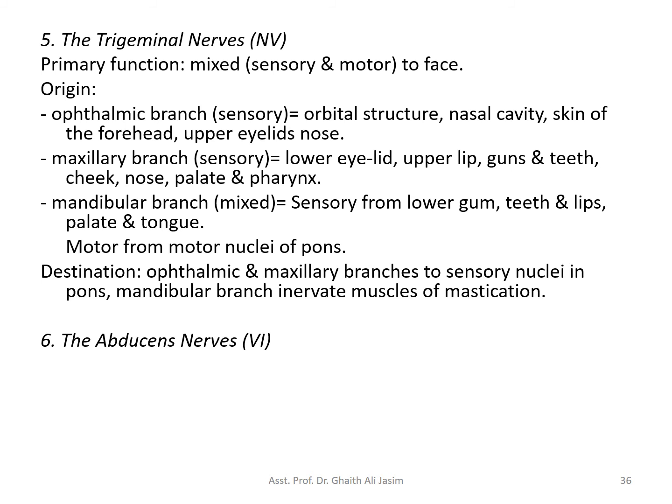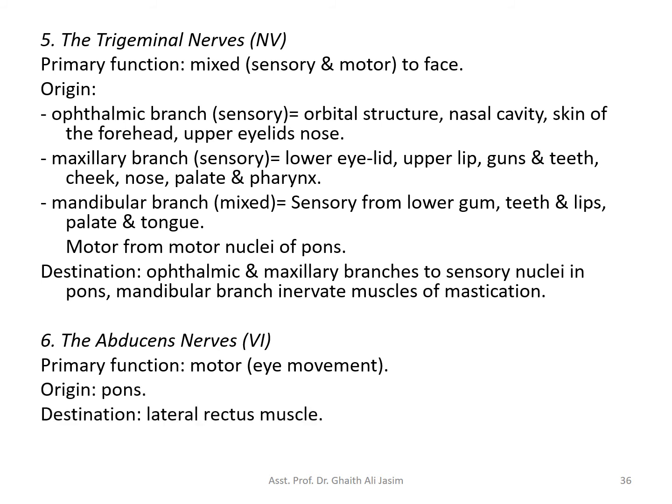Nerve number 6, the abducens nerves. Primary function, motor, eye movement. Origin, pons. Destination, lateral rectus muscle.